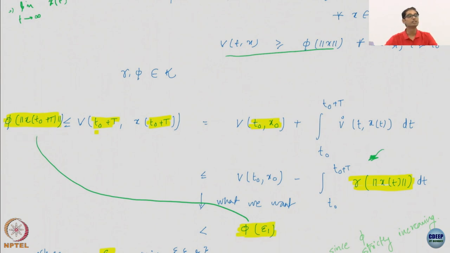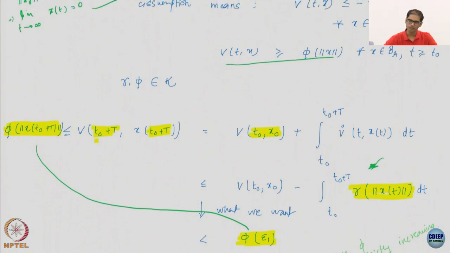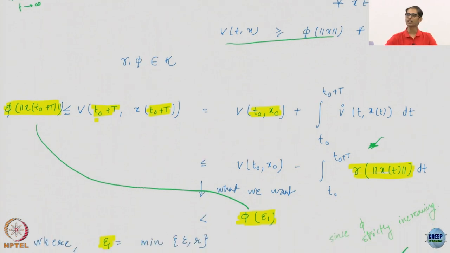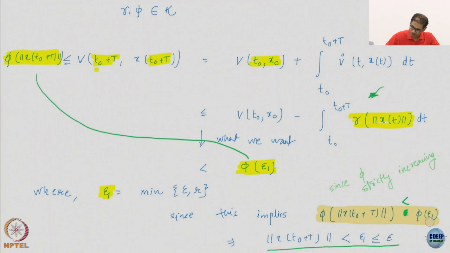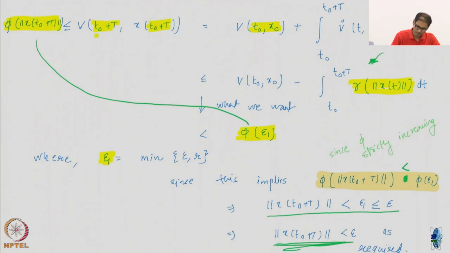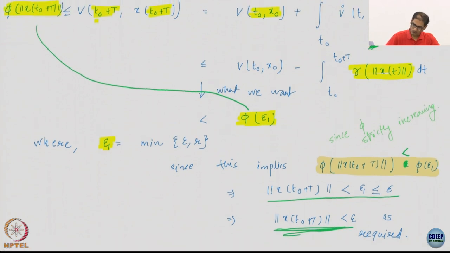Now, what is epsilon 1? Anybody? I think it's already down here. Exactly, we already know what it is. It's just the minimum of epsilon and r. We always use epsilon 1 and not epsilon. So what happens if this inequality holds? This and this together imply this, and that means that the norm of x(t0 + T) has to be less than or equal to epsilon. And this is what I need.